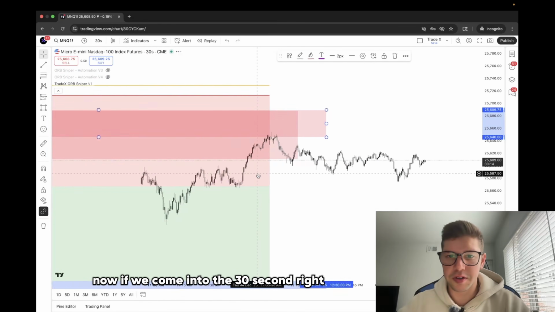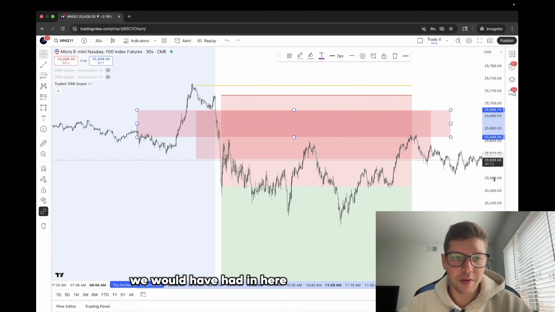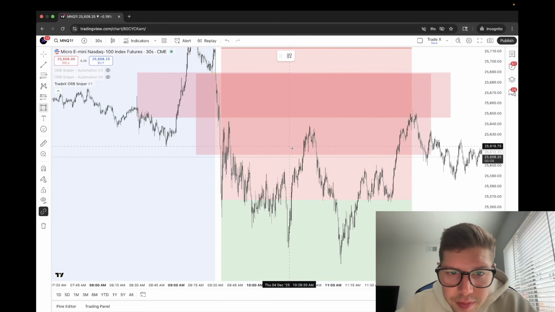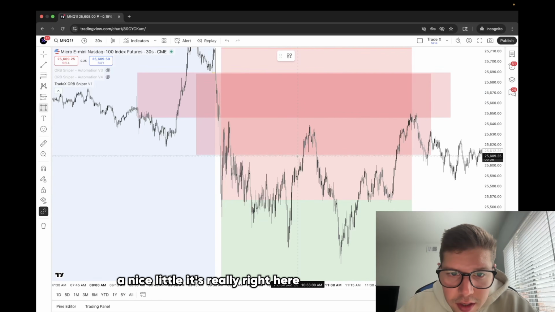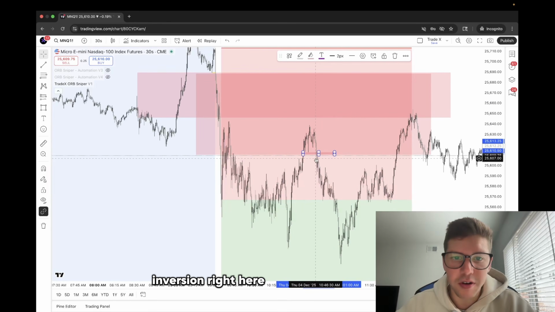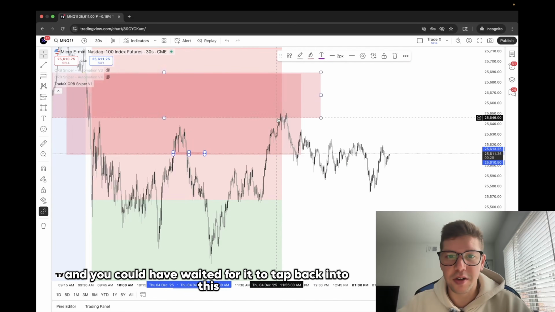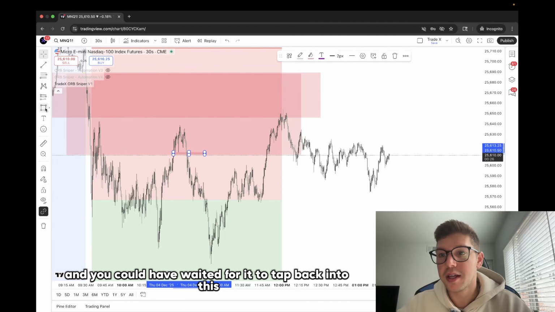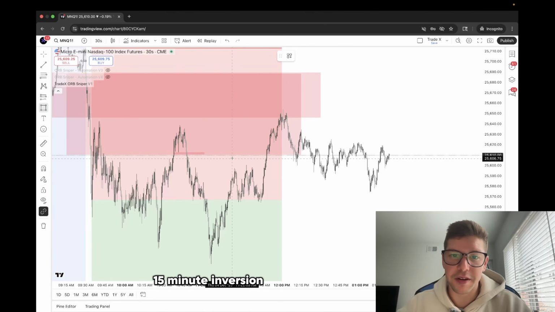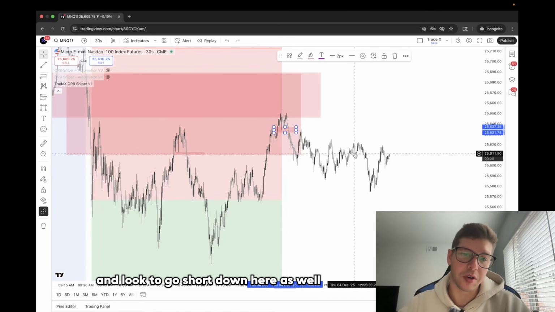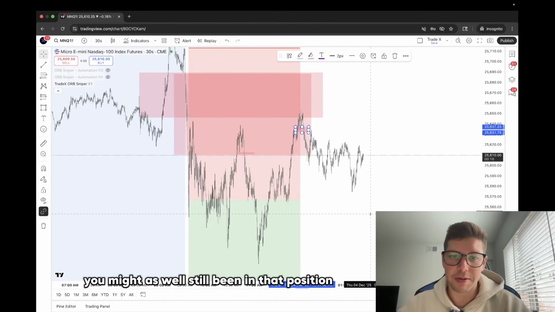Now, if we come into the 30-second, right, we would have had in here a nice little inversion right here where you could have entered short and tried to flush it down to these lows. There was a nice short here. And you could have waited for it to tap back into this 15-minute inversion and look to go short down here as well. You might as well have still been in that position.